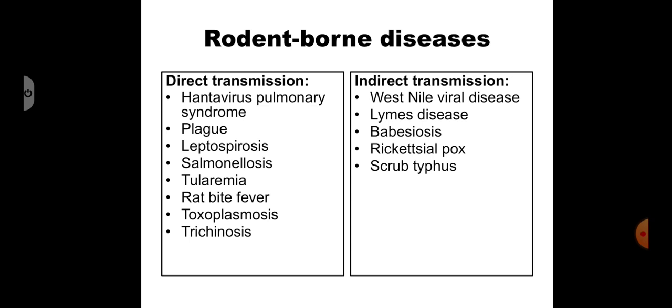What are the rodent-borne diseases acquired by indirect contact? What did we discuss about indirect contact? The infected rodents which are bitten by insects like ticks and mites, and then they come and bite human beings, like West Nile viral disease, which is by Culex mosquito, Lyme's disease and babesiosis, which is by ticks, and rickettsial pox and scrub typhus, which is by the mite.